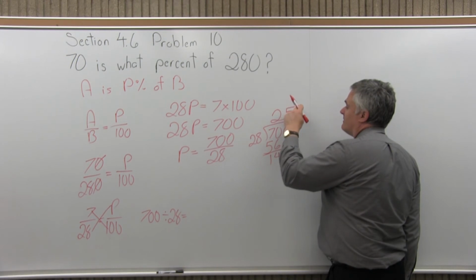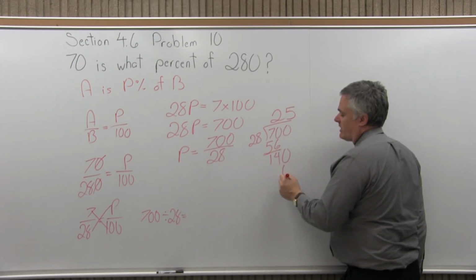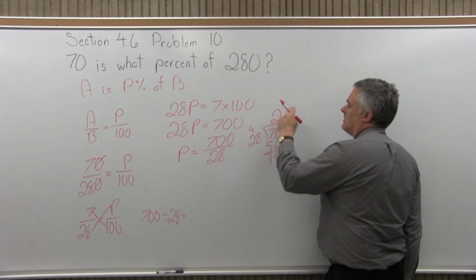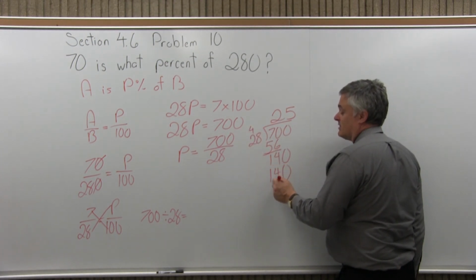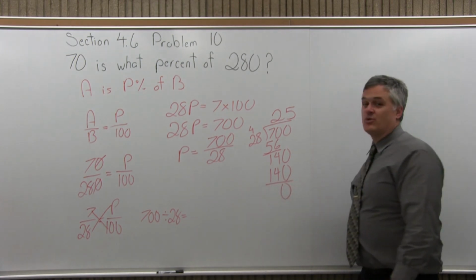And actually, 5 will fit perfectly. Let's use the 5. So 5 times 8 is 40. Write the 0, carry the 4. 5 times 2 is 10, plus the 4 more that we carried. 10 and 4 more is 14. So it goes in evenly. So it's 25.